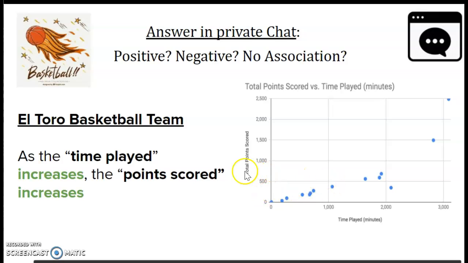What happened to the total points scored? It increased from 500 to 2,000. So they both increase. That means it's positive association. Or if I was to draw a rough line along the dots, it is increasing from left to right. So we say it's positive association.